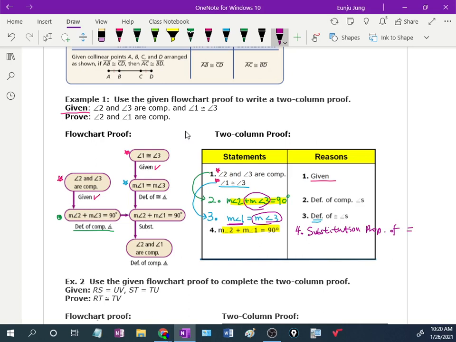Am I done? No, one more? Yes, one more. How did you know? Yeah, we have to finish the sentence with the thing to prove. What is the proof statement? Angle 2 and angle 1 are complementary. Okay. Why? That's right. From number 4 to number 5, what's the logic we are using? Definition. Definition of what? Complementary angles.